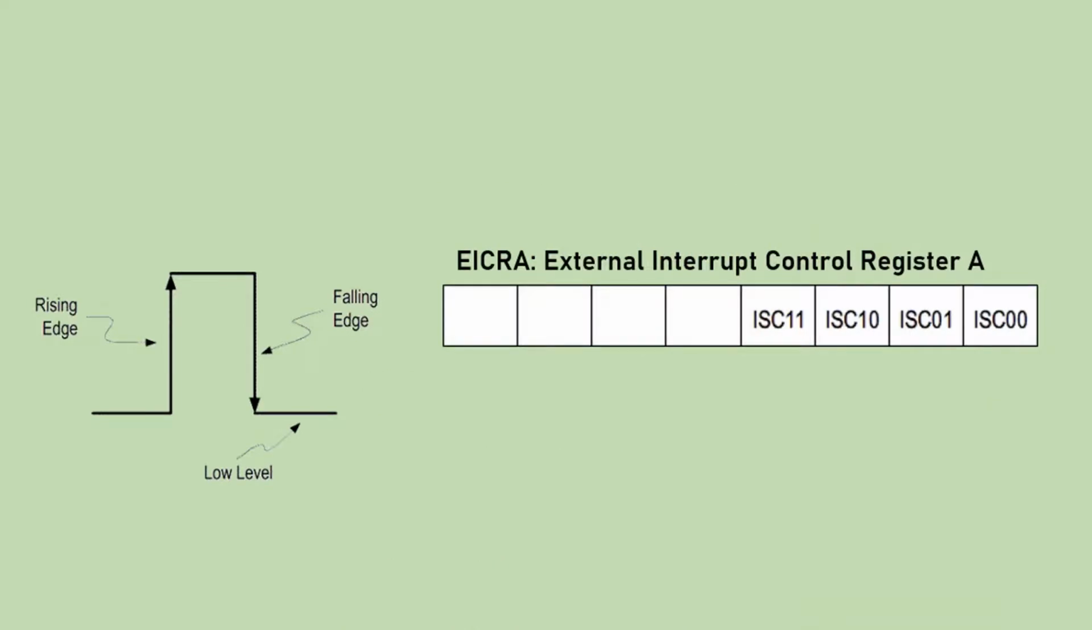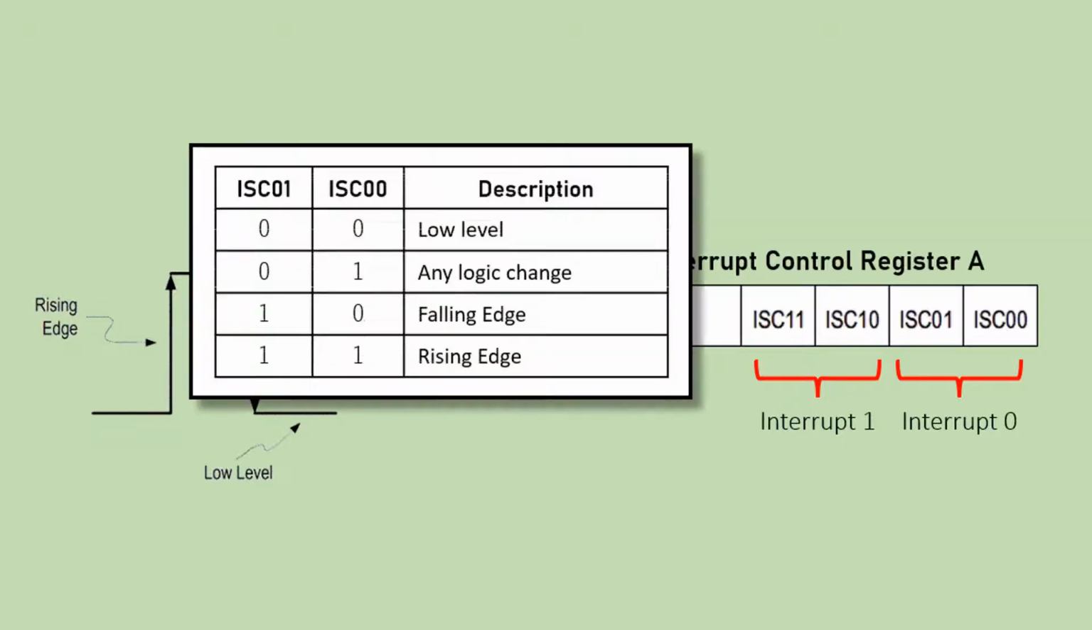The selection of how the microcontroller responds to the interrupting signal is done through the external interrupt control register A. These 2 bits are for interrupt 0, and these 2 for interrupt 1. This table shows how to set up.